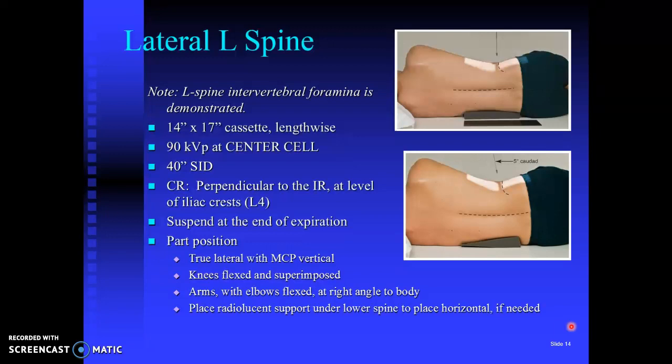Correct position for the true lateral is similar to that of the lateral T-spine, where you're going to flex the knees and arms, as well as placing a radiolucent pad underneath the back. Now, if we have a continued curvature of the spine, even though we're trying to put a sponge underneath them, and you note that there is a curve, you can then use a 5-degree caudal angle in order to project through the joint spaces. But by placing a sponge underneath the curvature of the waist, that should lift the spine parallel to the table.